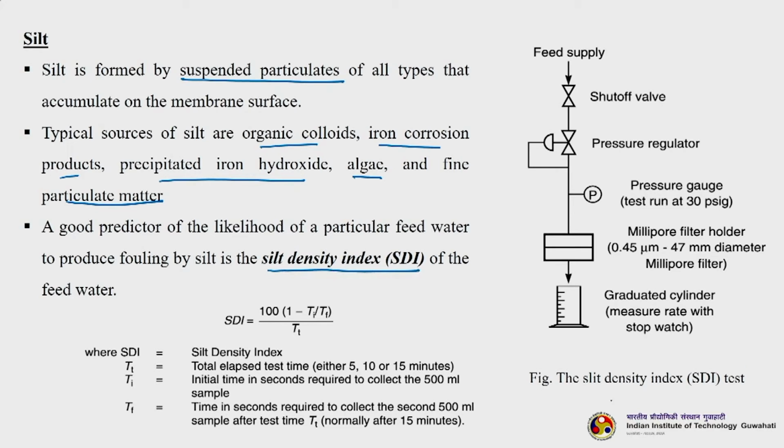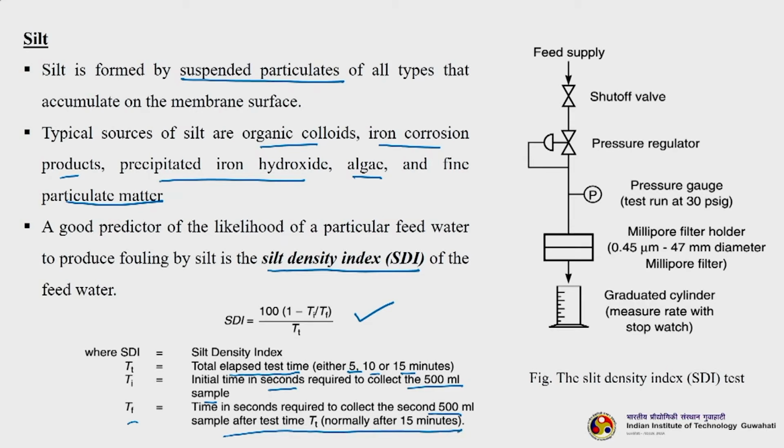Now you can see this figure. This is the silt density index test, how it is actually conducted. Please see this particular equation, which is used to calculate the SDI. SDI equals 100 times (1 minus Ti by Tf) divided by Tt. Tt is the total elapsed test time, either 5, 10 or 15 minutes, which you can fix. Ti is the initial time in seconds required to collect 500 ml of the sample, and Tf is the time in seconds required to collect 500 ml of the sample after the test time Tt, normally after 15 minutes.